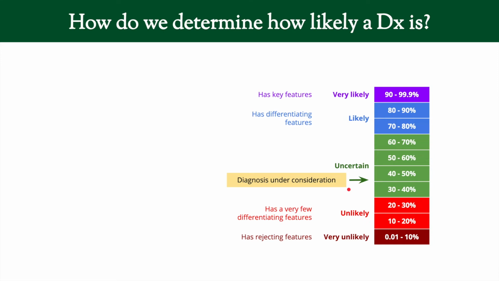So we are making an estimate. We're not actually calculating a probability of a diagnosis after we look at a patient. We're making an estimate, and that's part of the skill of clinical reasoning.